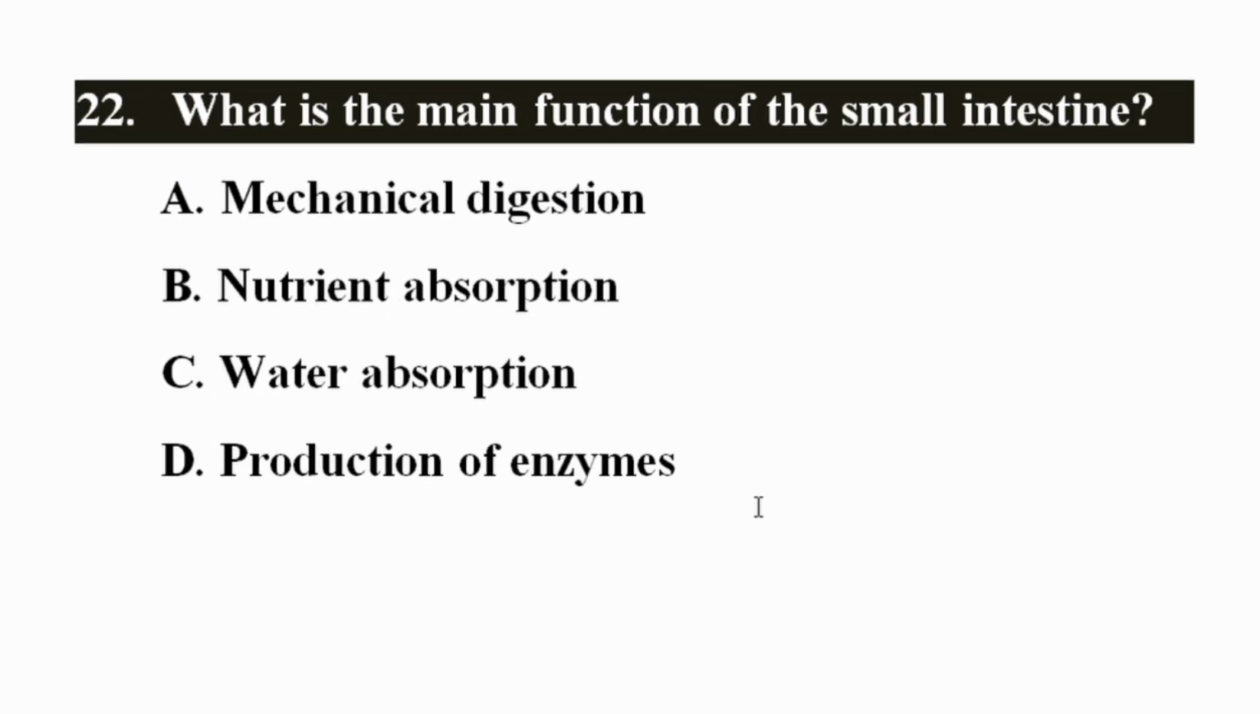What is the main function of the small intestine? The right option is Beta, nutrient absorption. The small intestine absorbs nutrients from digested food.